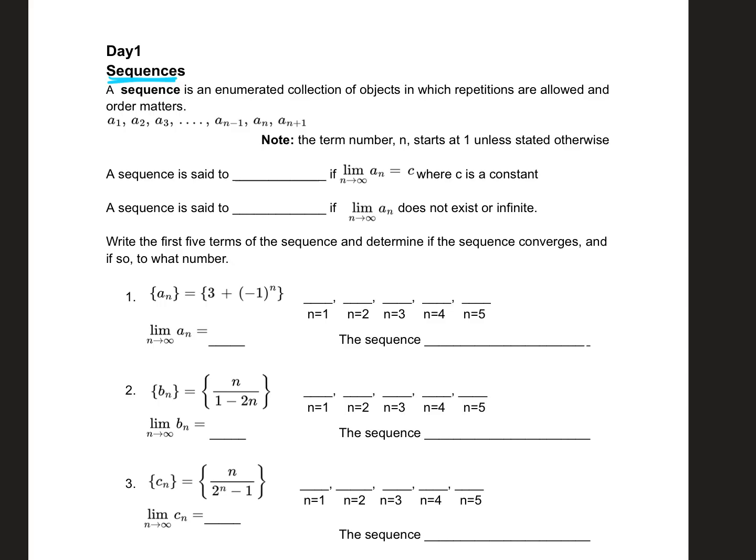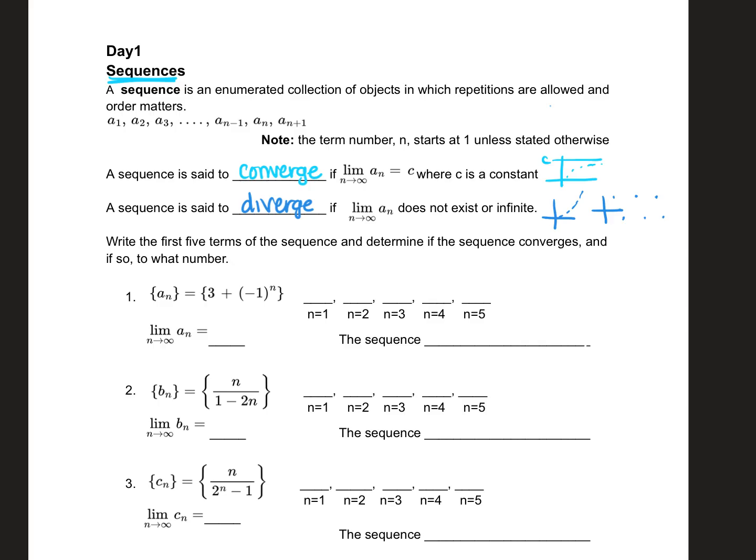A sequence is said to converge if the limit is a constant. So for example, if my sequence went to this value c, that would be a convergent sequence. A sequence is said to diverge if either the sequence goes off to infinity or negative infinity, or it doesn't tend towards anything.